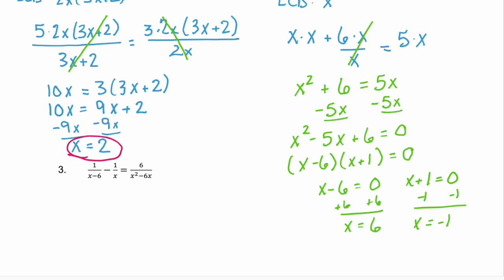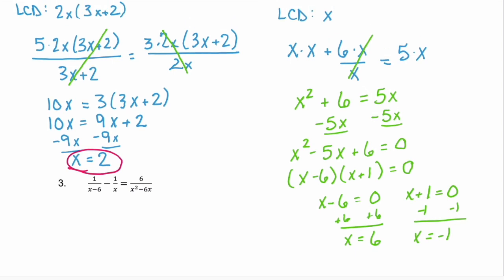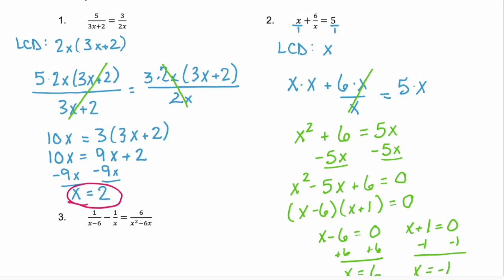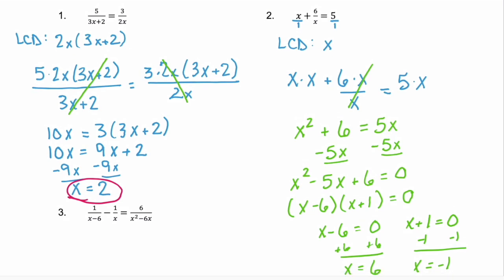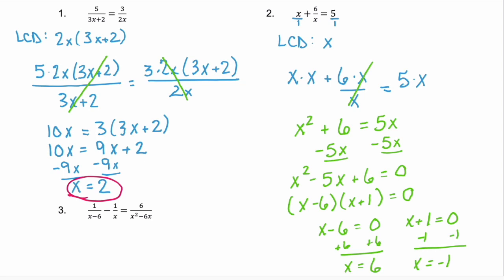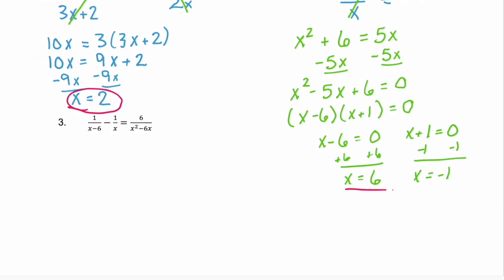Again, we need to go back to the original problem and see if a value of 6 or negative 1 for x gives us a denominator that is 0. It does not, so both of these are possible solutions. Now, how about our last example? Our LCD.